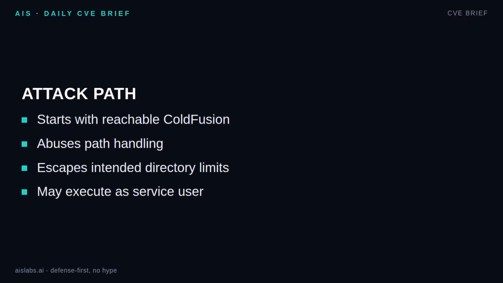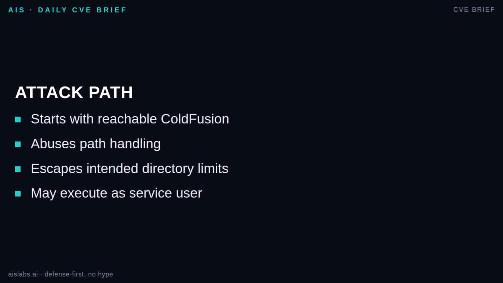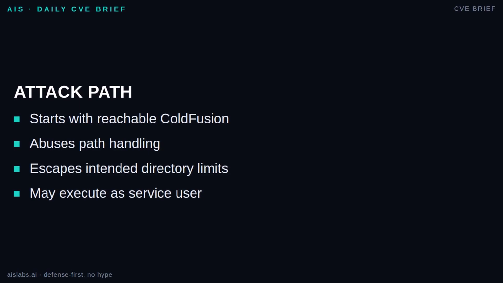Conceptually, the attack path starts with reachability. If a ColdFusion service is exposed to a network an attacker can reach, and it processes a pathname through the vulnerable code path, the weakness is in how that pathname is limited to a restricted directory. Path traversal attacks are dangerous because they turn an ordinary application assumption, this file operation stays in the safe area, into a trust boundary failure.